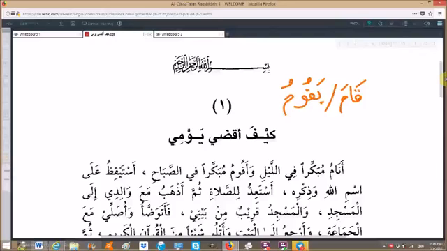Astayqidu ala ismillahi wa dhikrihi. Astayqidu, if you're to look up this word, you're going to look up yaqida. That's how you look it up. Ya, qaf, dhal. Yaqida, yayqadu. That's the present tense. However, this is a different form, form 10, which is astayqidu, meaning here to wake up. Ala is a harf jar, just like fi, making the word after it majroor. Ala ismillah, upon the name of Allah.